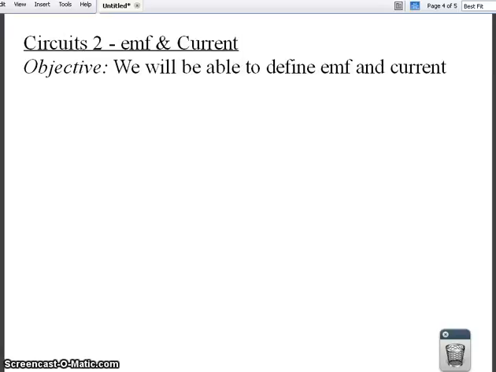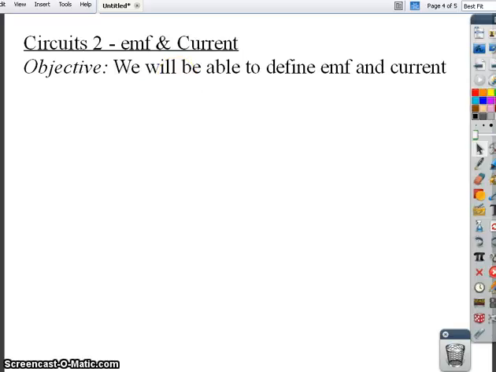Good morning, class, and welcome to this lesson on circuits 2, EMF and current. Today, we will be able to define EMF and current. Okay, so pretty simple here.